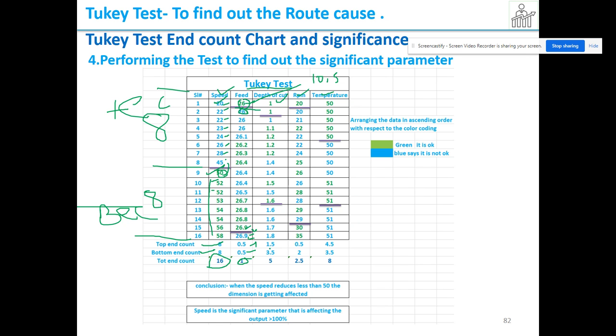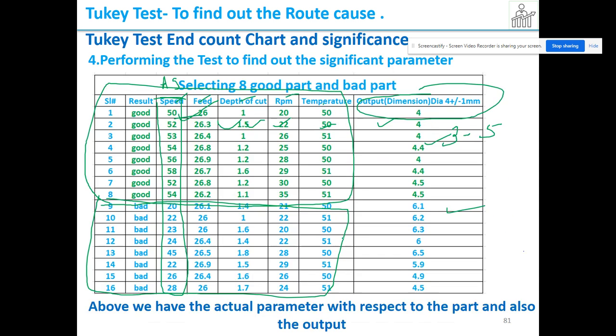Now if you see, we got 16, 5 is not significant, 2.5 is not significant, this is also not significant, 16 and 8. So the major is temperature. Sorry, for temperature the total end count is 8, and for speed it is 16. So let us see in the chart.